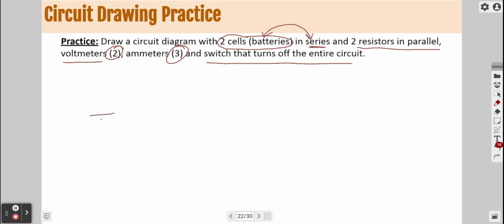We have two batteries in series. There's our two batteries back to back. I'm going to start with that. Done. Two resistors in parallel. It's easier for me to visualize if I draw my resistors beside each other, parallel. So let's just do that. Done. Then we have a voltmeter, 3 ammeters, and a switch that turns everything off.